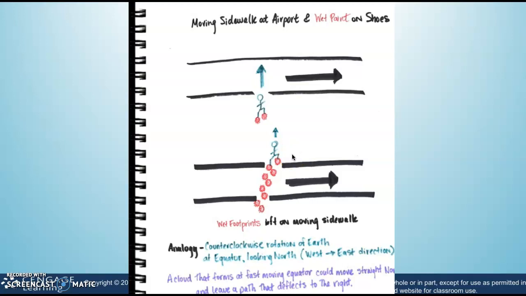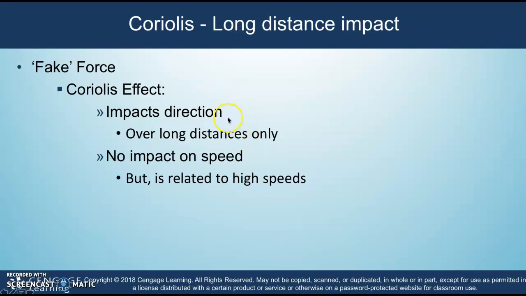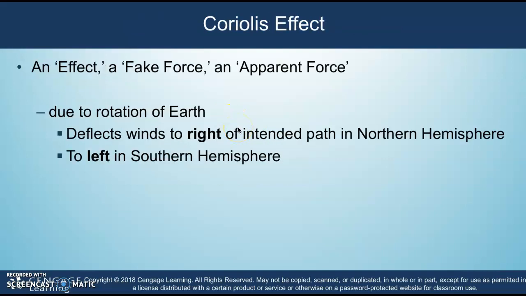This is very much what we're noticing with the Coriolis effect. Make sure you look at the videos so that this analogy sticks in your head. And make sure you stop the video so you can take a look at this analogy as well. This fake force impacts the direction. It deflects it to the right. It does not impact the speed. And it is due to the rotation of the Earth. In the northern hemisphere, it deflects objects to the right. In the southern hemisphere, it deflects objects to the left.